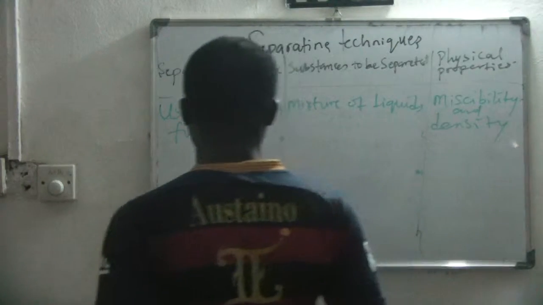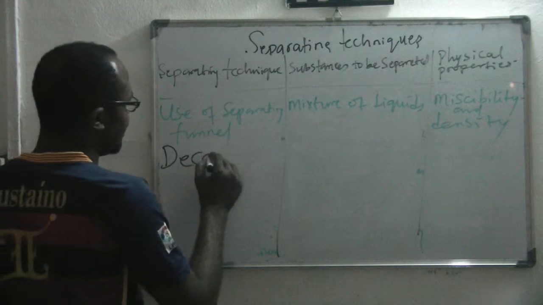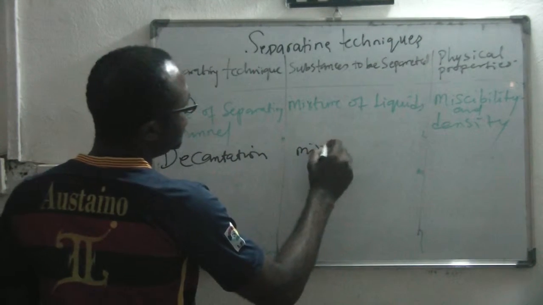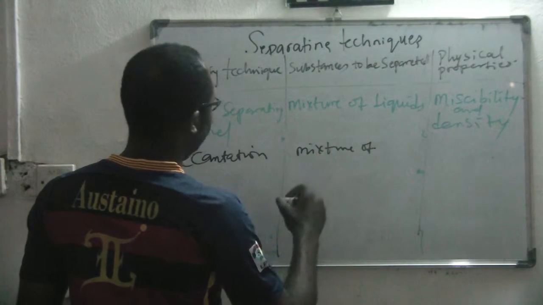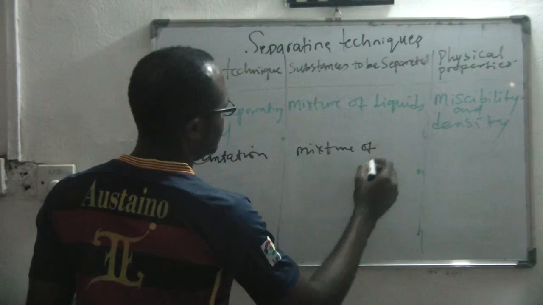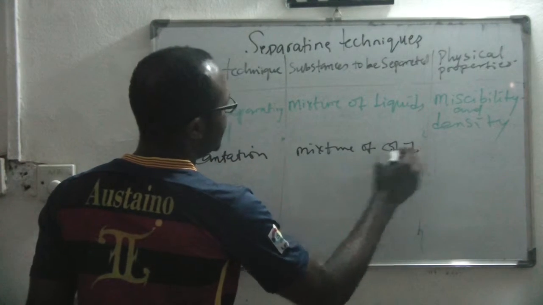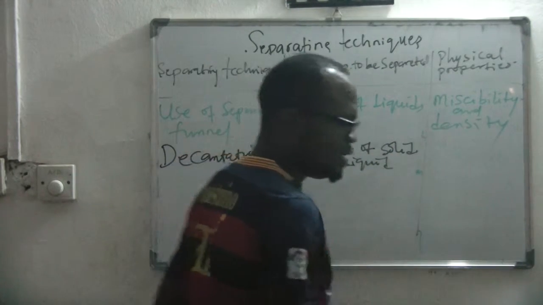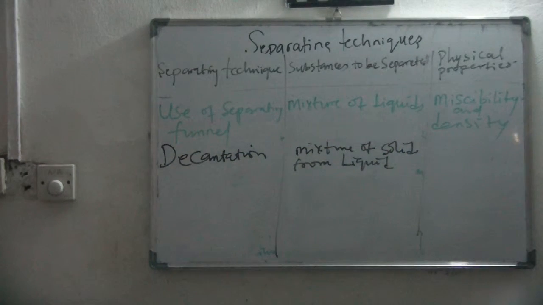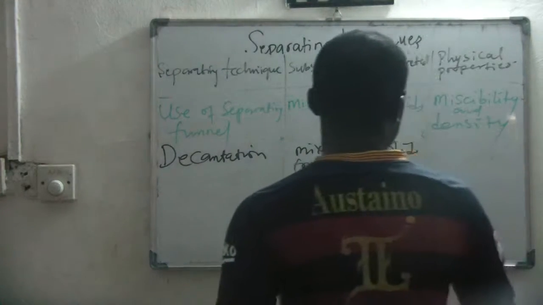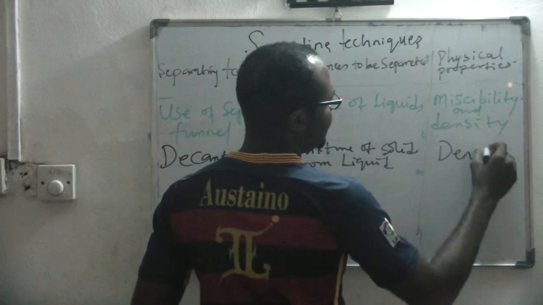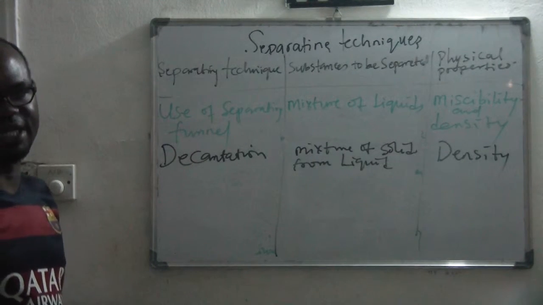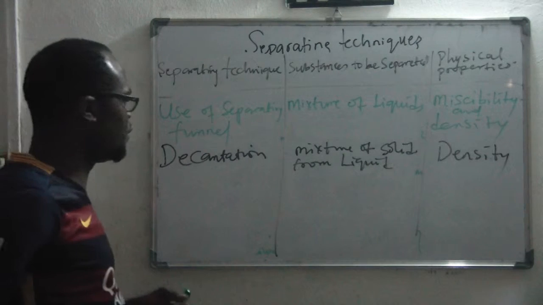Which other one? We have what we call decantation. Mixture of solid from liquid, isn't it? That's what we use decantation for. So what do we consider in decantation? Density. Because the solid is always more dense than the liquid, so it will settle to one side.